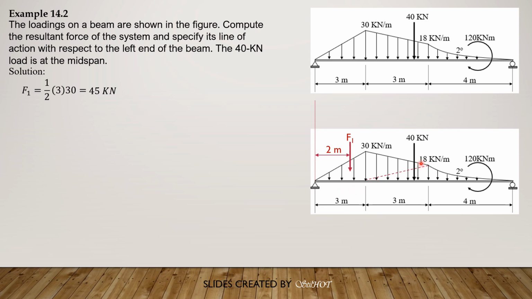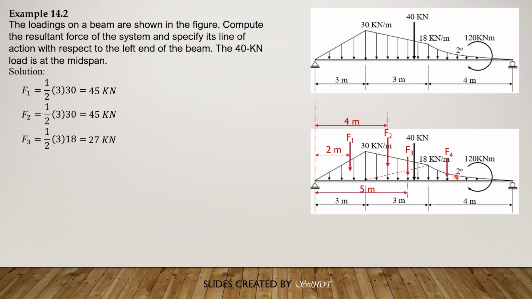Next, we divide the trapezoidal line load into two triangles, and let's call this F2, and its distance from the left is 1/3 of 3 is 1 plus 3, so 4 meters. So F2 is 1/2 of 3 times 30, so it is also equal to 45 kilonewtons. F3, the area of this triangle, its distance from the left is 2/3 of 3 is 2, this is 2, plus 3, so 5 meters from the left. F3 is 1/2 of 3 times 18, so it is equal to 27 kilonewtons.